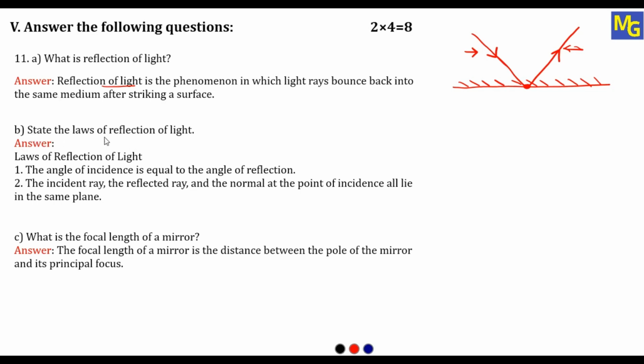State the laws of reflection of light. So very simple, we have to write the laws of reflection. There are 2 laws in this, so we will see both. First one, the angle of incidence is equal to the angle of reflection. See here, the angle of incidence is always equal to the angle of reflection. Now what is this angle of incidence?